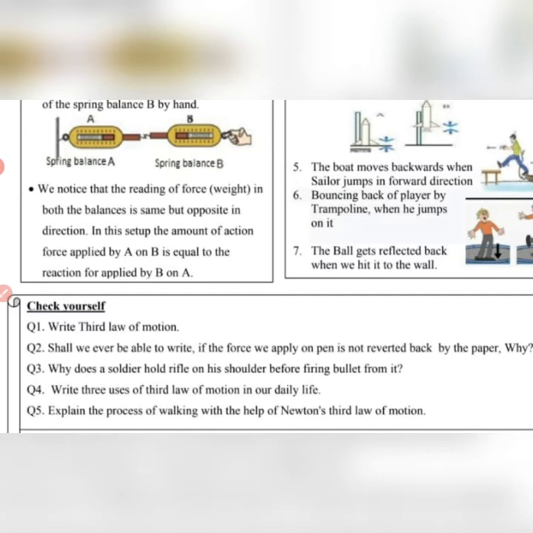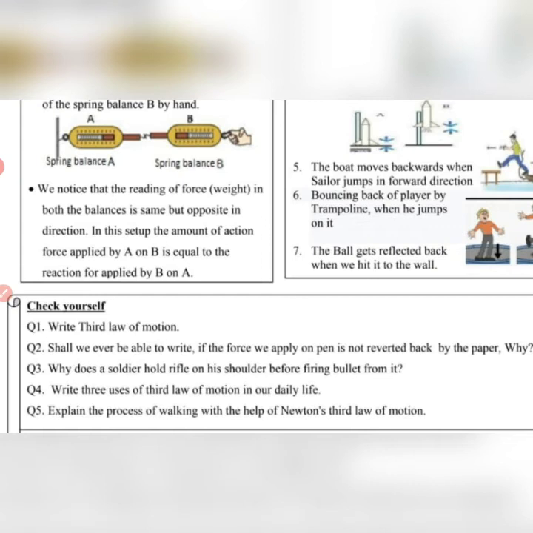Now the third question: why does a soldier hold a rifle on his shoulder before firing a bullet from it? The soldier holds the rifle on his shoulder just to avoid injury to the shoulder. When the rifle is held tightly against the shoulder, it decreases the recoil velocity and the chance of injury to the shoulder decreases.